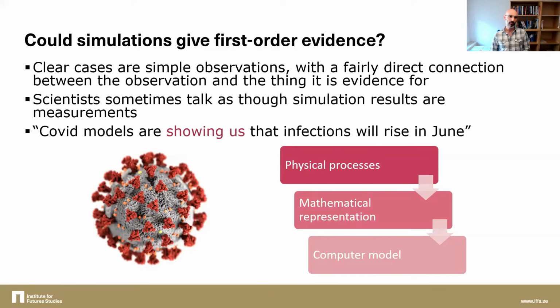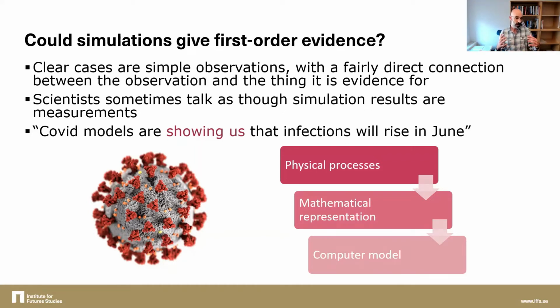So let's think about first order evidence first. So could simulations give us first order evidence about the climate system that they're modeling? So the clear cases of first order evidence are just observations with a fairly direct connection between the observation and the thing it's evidence for. And sometimes climate scientists and other scientists talk as though simulation results are measurements or observations. So I'm sure you all heard statements like this, COVID models are showing us that infections will rise in June. But in fact, if you recall this diagram, there's a really complex process of kind of mediation between the result of the model and the system that the model is meant to target. The model contains bits of physical theories, approximation procedures, parametrisations, and so on.